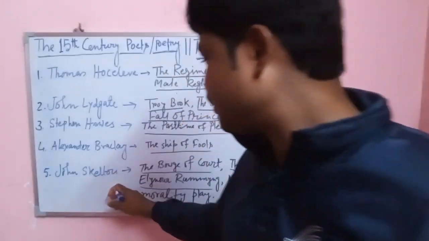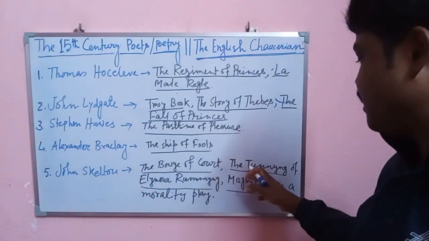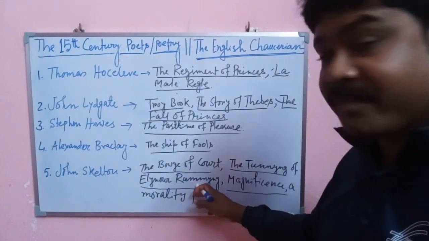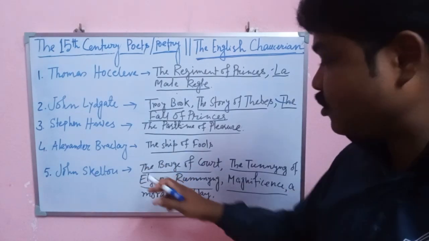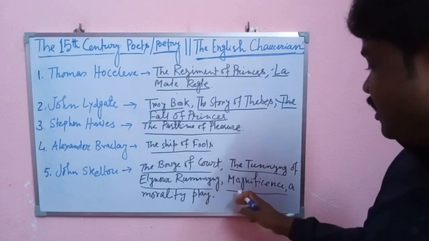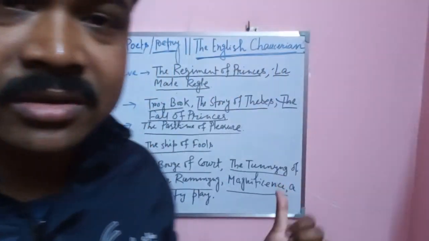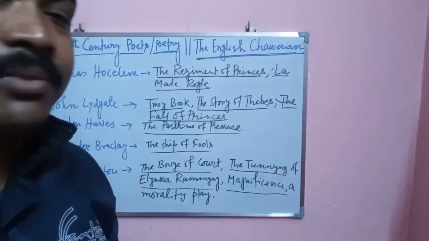His chief poems are The Bowge of Court and The Tunning of Elinour Rumming. He also wrote an excellent morality play whose name is Magnificence. Magnificence is John Skelton's morality play.